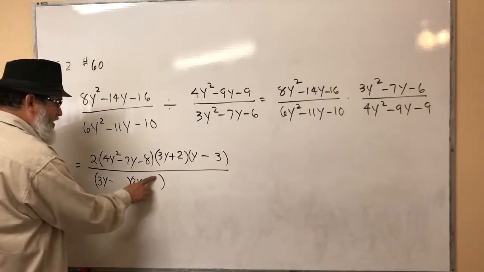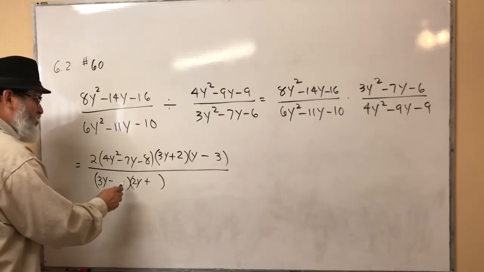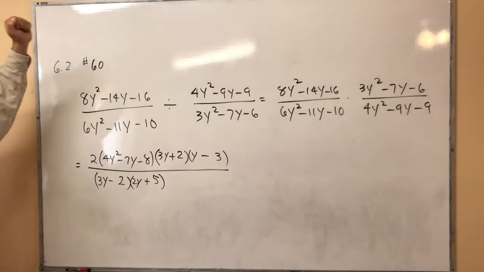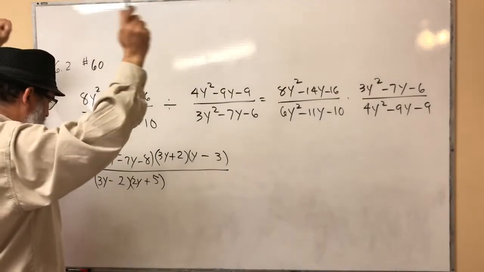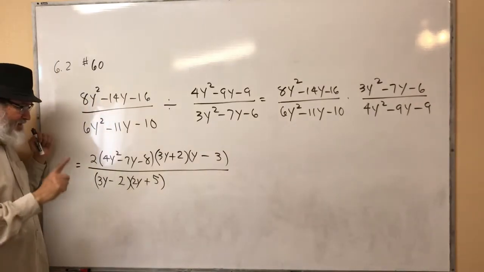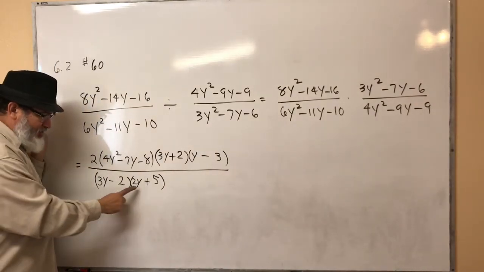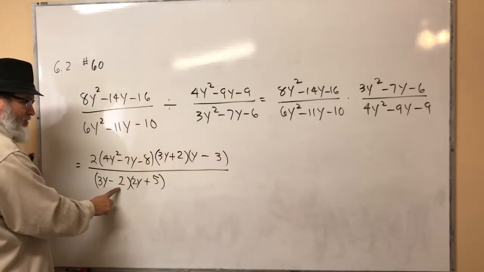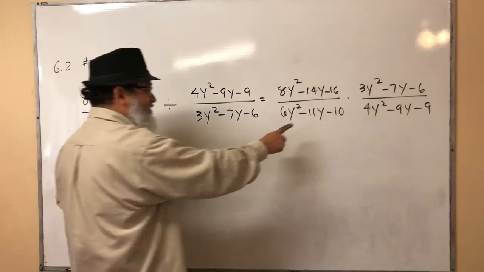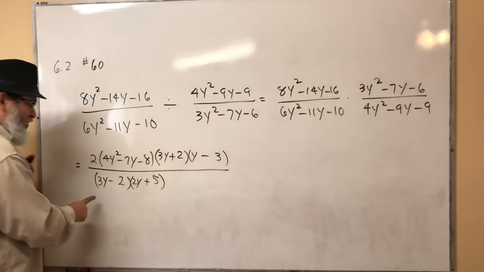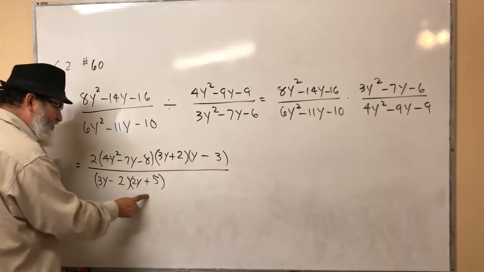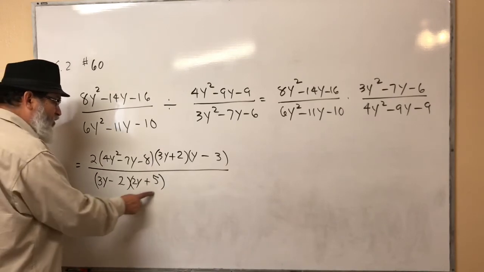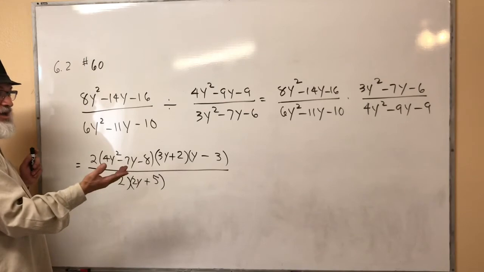How about if we change those two? Let's take the 5 and the 2 and let's interchange them. 2 and 5. Hey, that's gonna work. Except for the sign. Let's try it. What's 3y times 2y? 6y squared. That works. What's negative 2 times 5? Negative 10. That works. What's outer? 15y. What's inner? Negative 4y. What's 15y minus 4y? 11y.